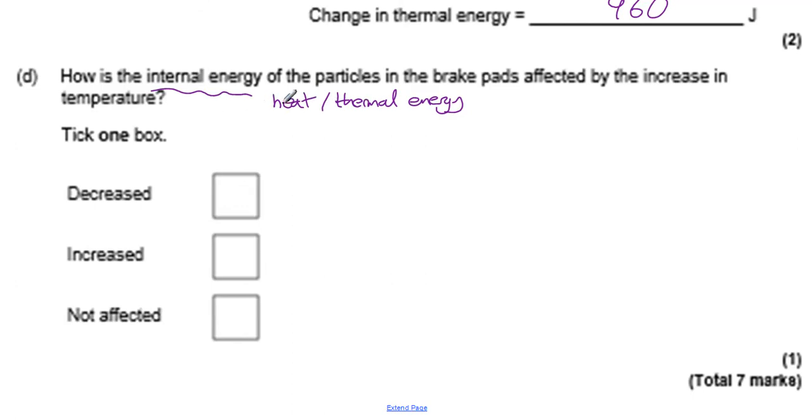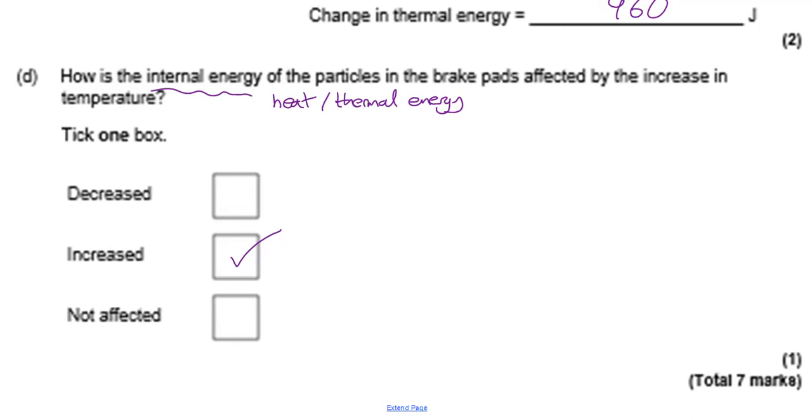But just so it's really, if you want to, in simple terms, it's how does the heat energy of the particles, how is it affected by the increase in temperature? Well, surprise, surprise, their internal energy, their thermal and their PE as well, is increasing. So that one's straight, that one's done.